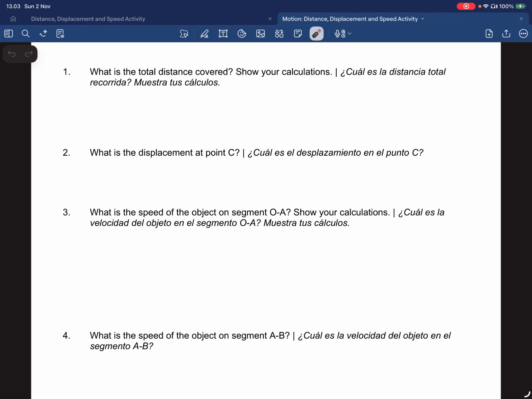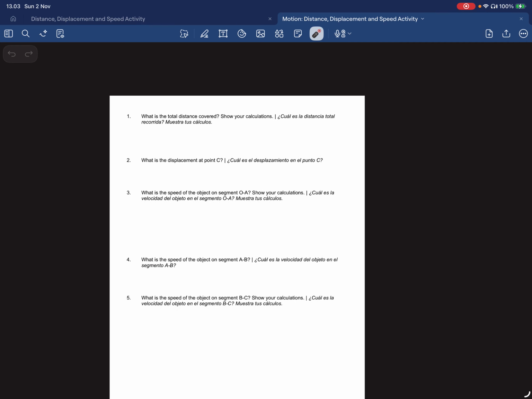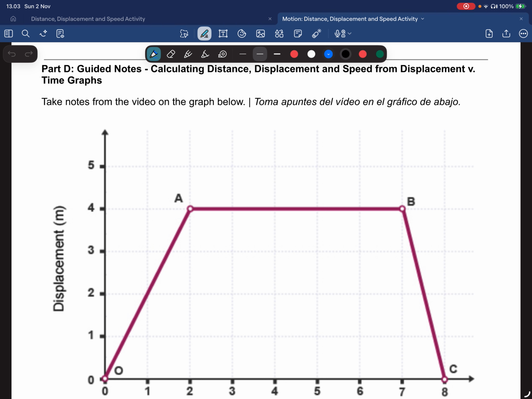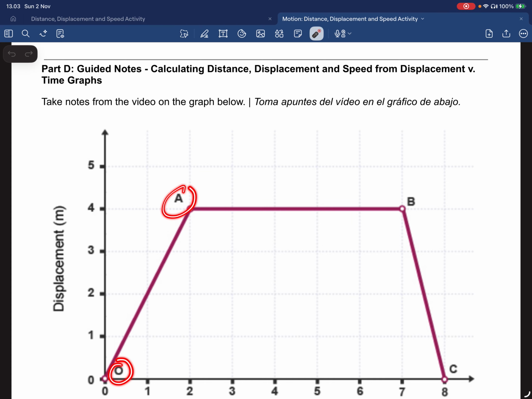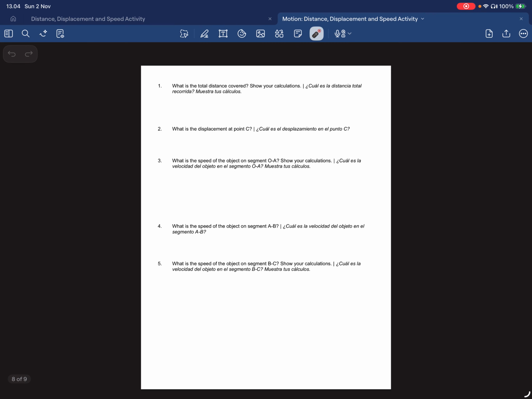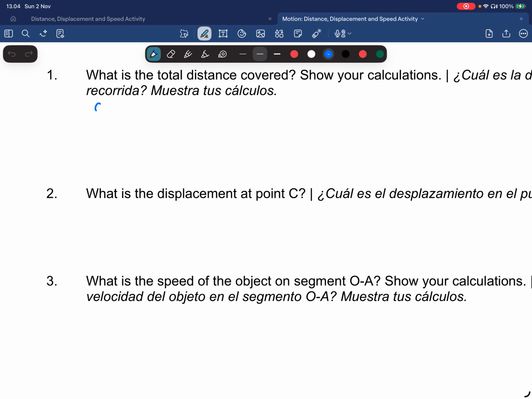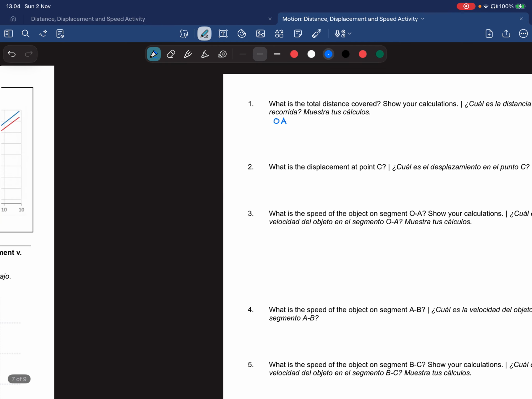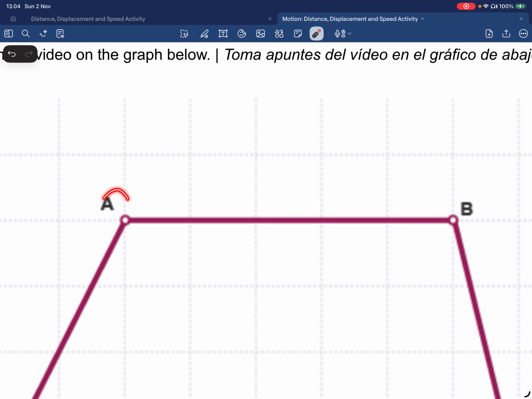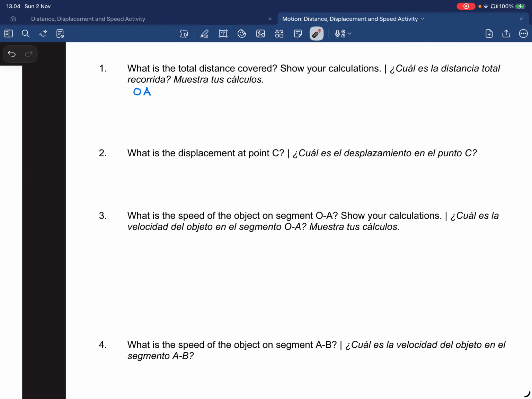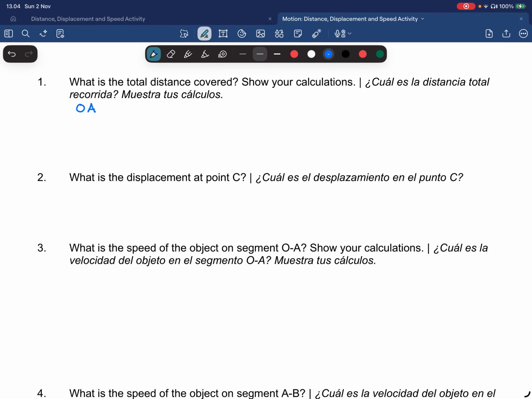Okay, so number one, what is the total distance covered? Show your calculations. All right, so the segments that we have here, we call these segments of a line. So we have segment OA, it's that one, okay? And so I'm going to look at the distance for OA, and then I'm going to look at the distance for AB, and then I'm going to look at the distance for BC.